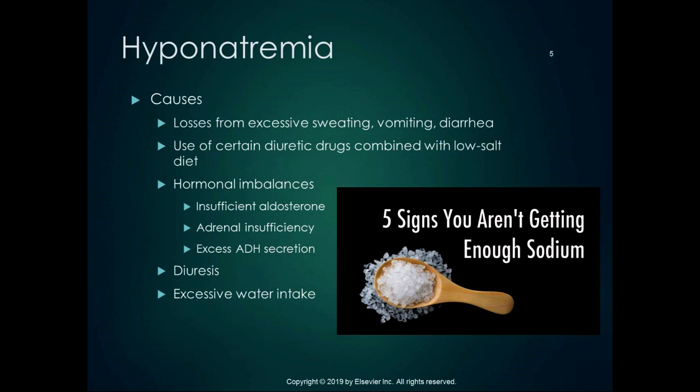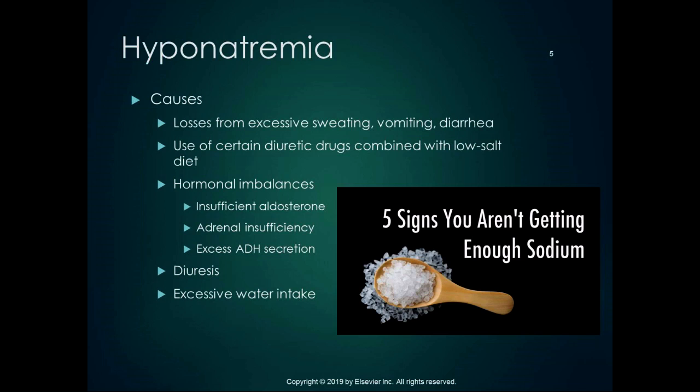Hyponatremia is caused by sodium losses from excessive sweating, vomiting, or diarrhea. It can also be caused by use of certain diuretic drugs combined with a low-salt diet. So a lot of people who are on hydrochlorothiazide, which is a diuretic that is used to treat high blood pressure, very commonly used drug, and they're on a low-salt cardiac diet, they can have low sodium. There are sodium-sparing diuretic drugs that doctors will often switch people to if they're showing up with low sodium. We'll talk about the effects of low sodium in a minute.